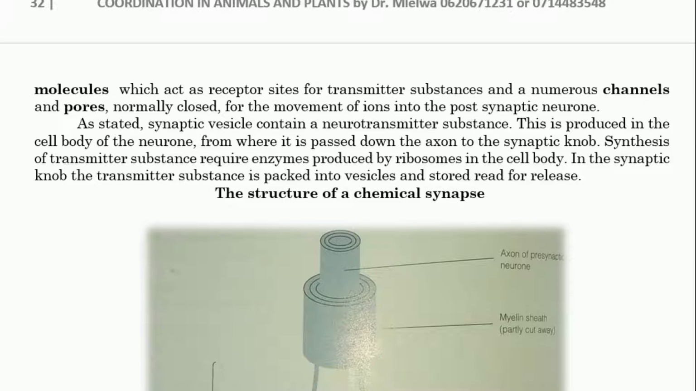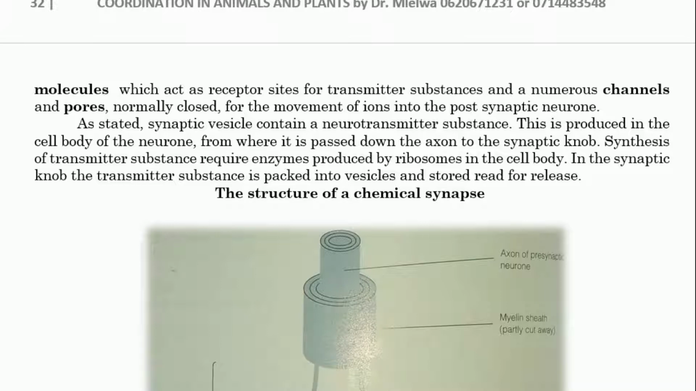into the post-synaptic neuron. As we learned at the beginning, synaptic vesicles contain neurotransmitter, or transmitter substance. Neurotransmitter is the longer term, transmitter substance the shorter one. It is produced in the cell body of the neuron, from where it is passed down the axon to the synaptic knob. Synthesis of transmitter substance requires enzymes produced by ribosomes in the cell body.